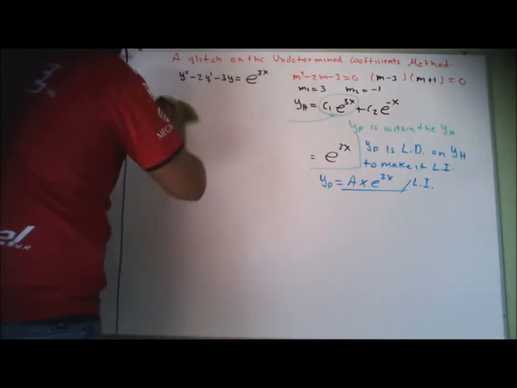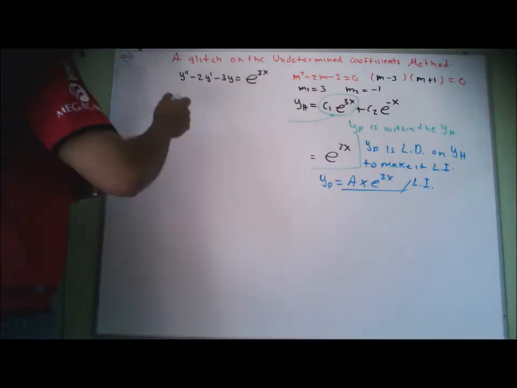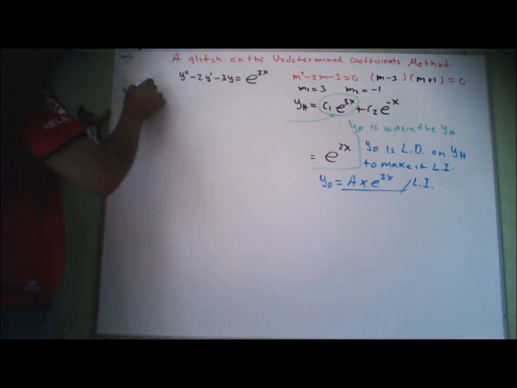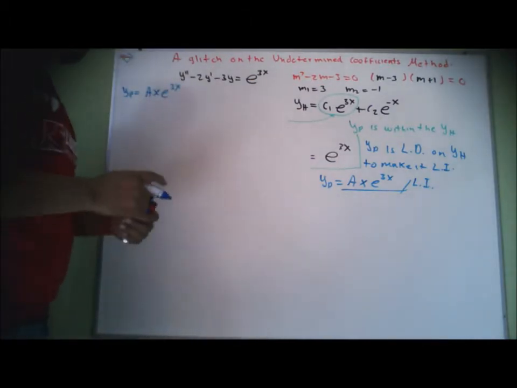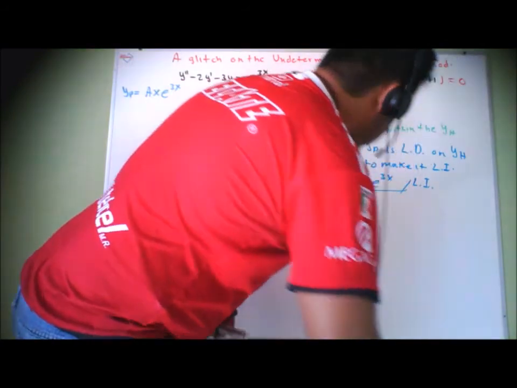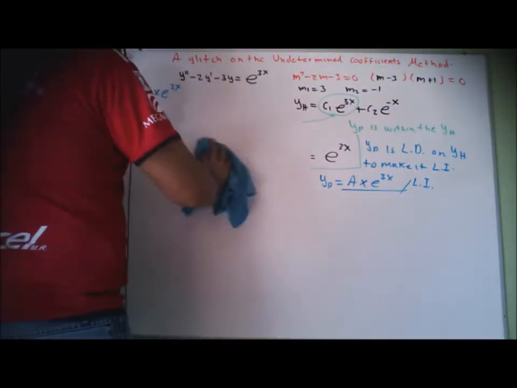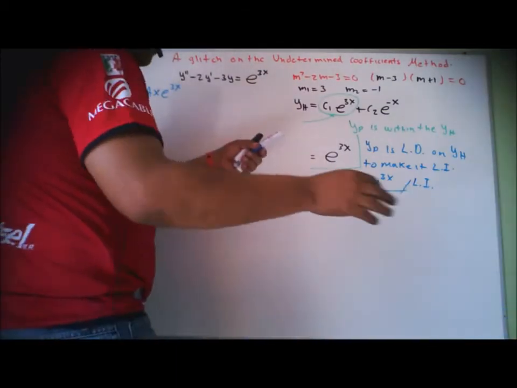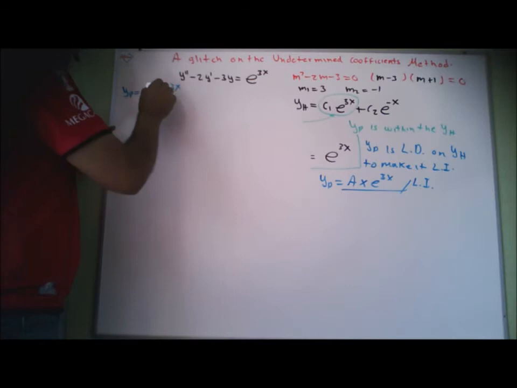Because I will need space, my particular solution is going to be a x exponential of 3x. Now let's follow the same procedure as usual. We just calculate the derivatives and replace in the differential equation. But here you have to be careful because you have a multiplication here.